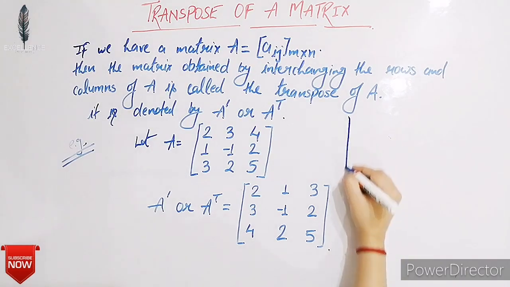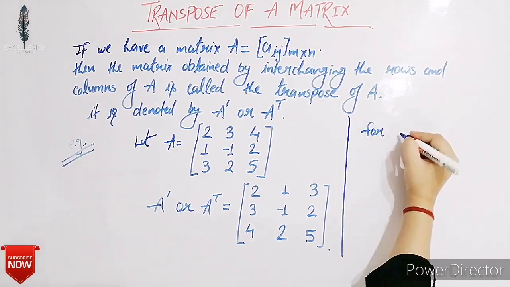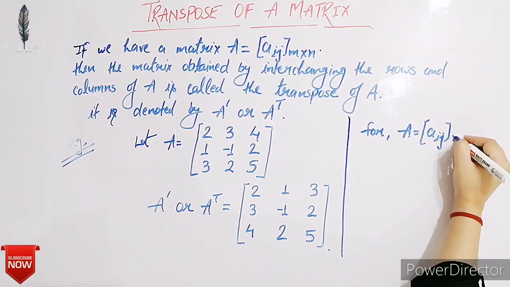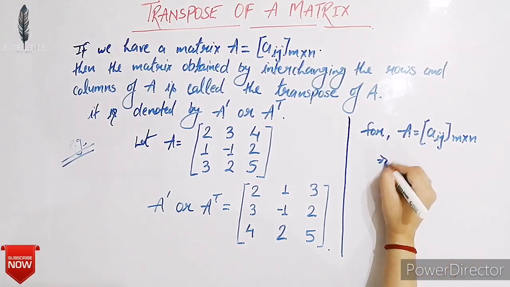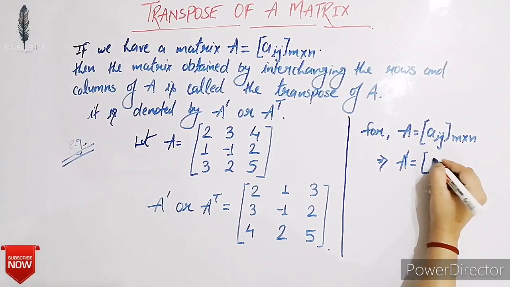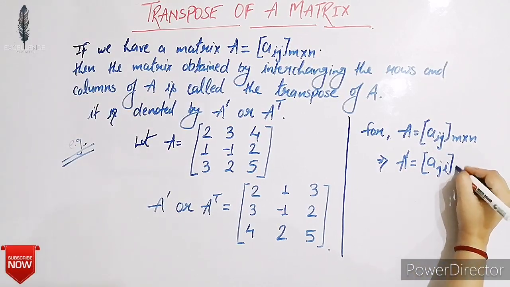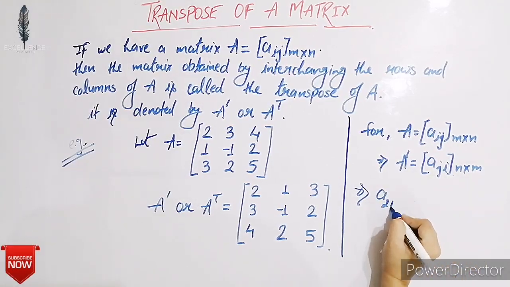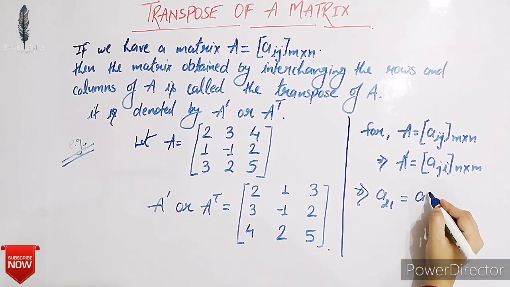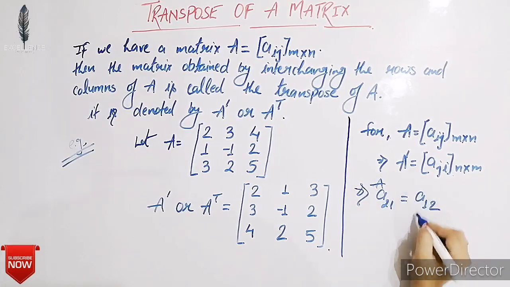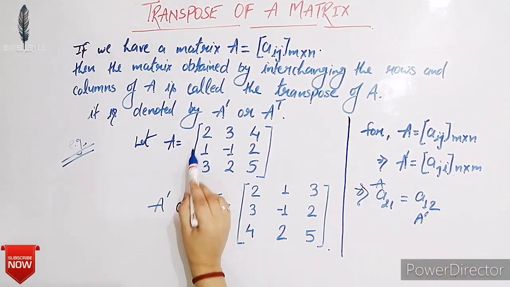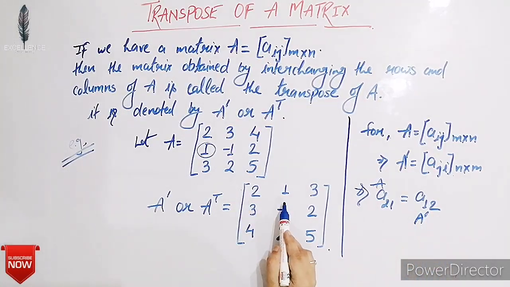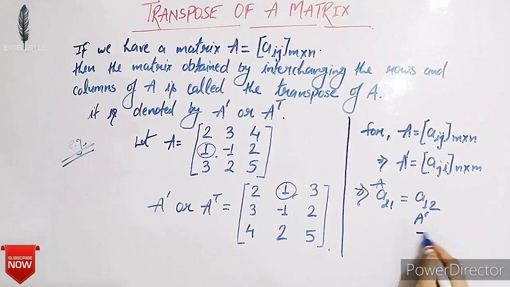So we have a result for A equals Aij of order m into n, where ij is the position of element, then transpose of A is equals to Aji of order n into m, interchanging of rows and columns. Clearly we have A21 is equals to A12 in transpose of A. See clearly, in A, A21 is 1 and in transpose of A, A12 is 1. Both are equal. Clear?